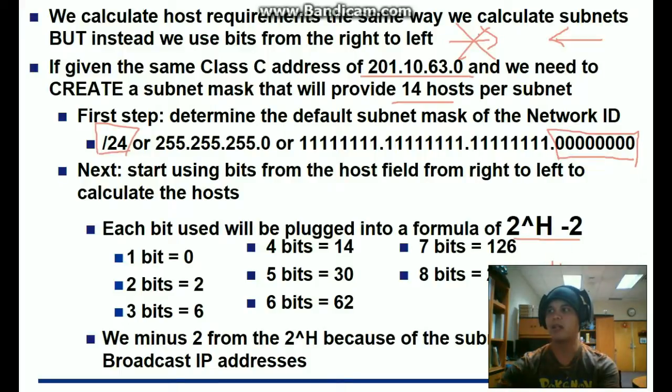Why do you think that? Subnet ID and broadcast address. So we have to minus 2 to have usable host addresses. So again, we save our host bits and we apply that to our formula and it gives us our number. So let's move on to the next slide. Let me clear this off and we'll go through this.